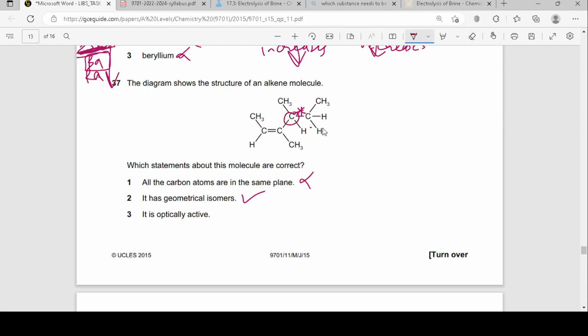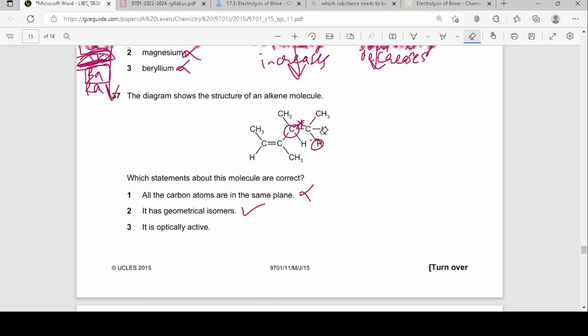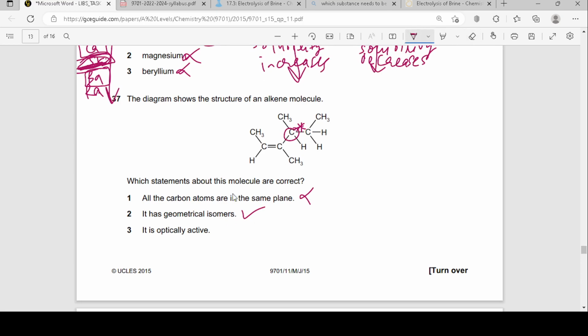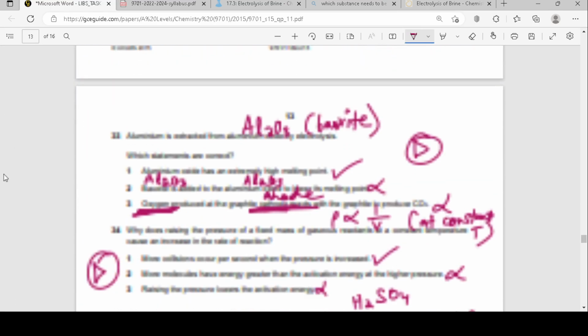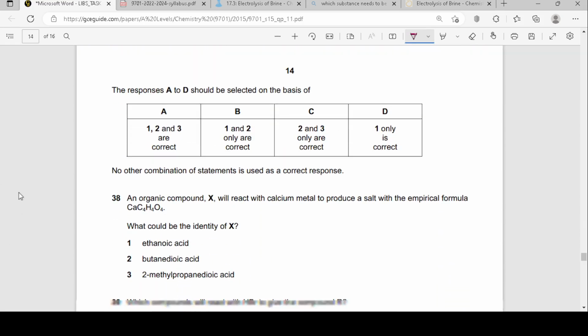And this is obviously not a chiral carbon atom, this one, because it has two H groups attached. Okay, so that's not chiral. But I do have one chiral carbon atom, which means that this molecule is optically active because it has at least one optical isomer, right? It has one optical isomer, which means it is optically active because it has a chiral carbon. So that means I have 2 and 3 are correct, which means my option is C according to the scheme that they've given. 2 and 3 are correct, okay? So C is going to be my correct answer.